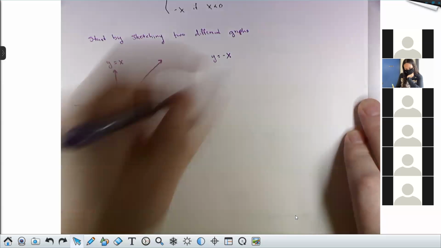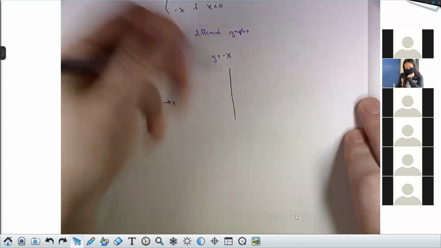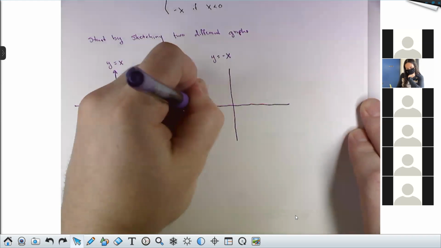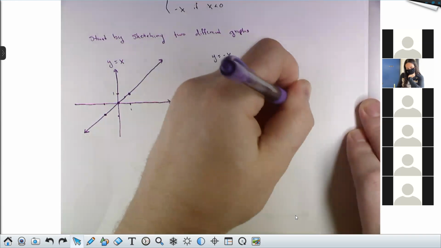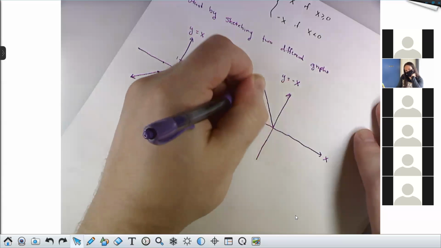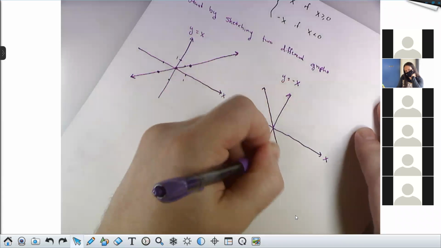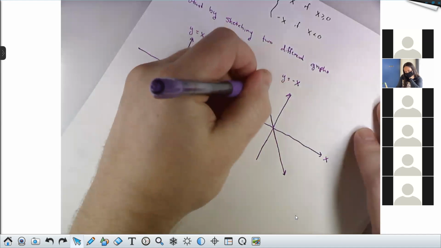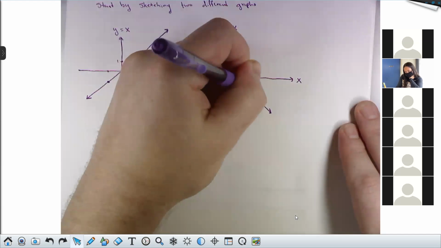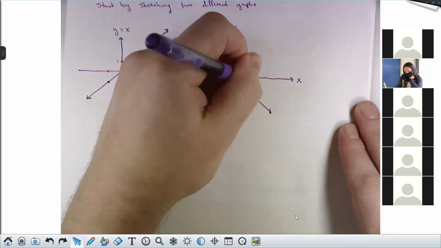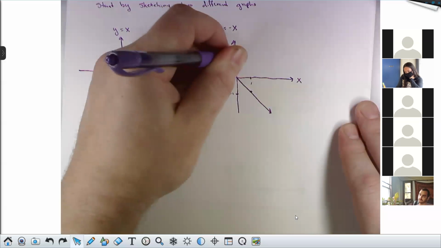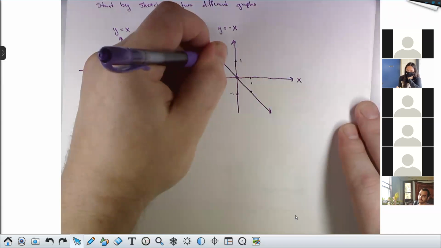And the line y equals -x is a line through the origin with slope -1. Looks like this. All right, it goes through 1, -1, -1, +1, and the origin. And if you want, you got 3 points there.